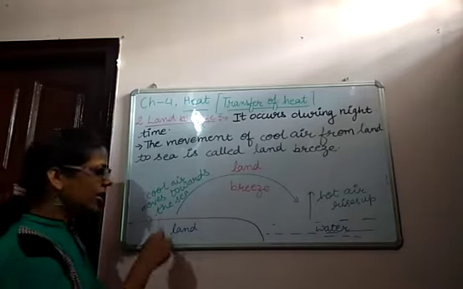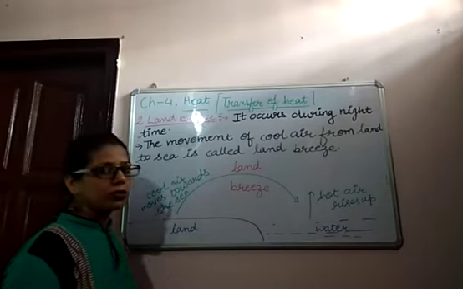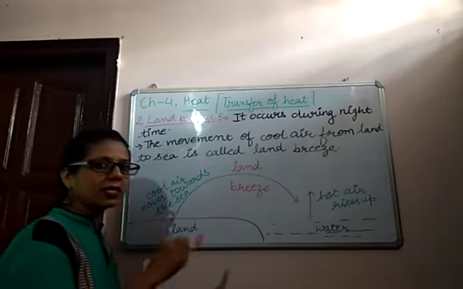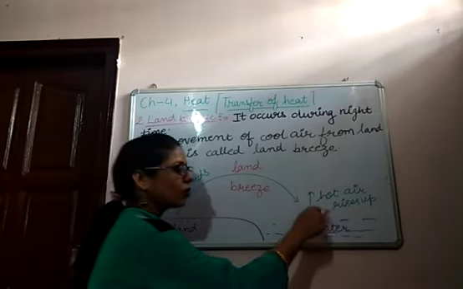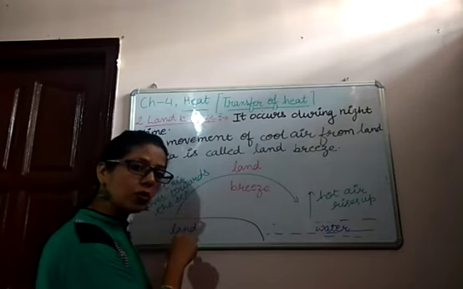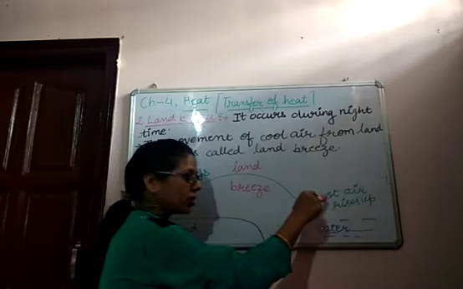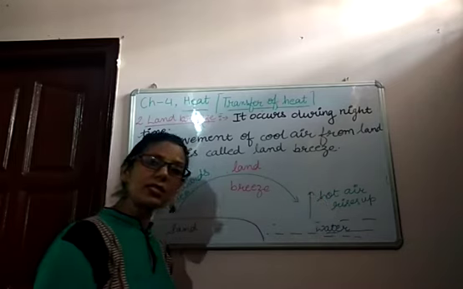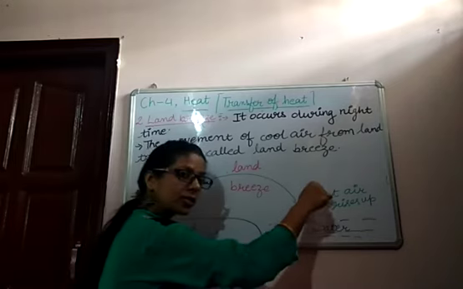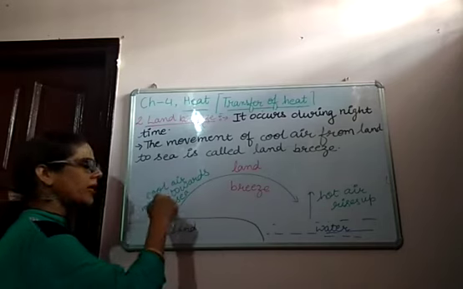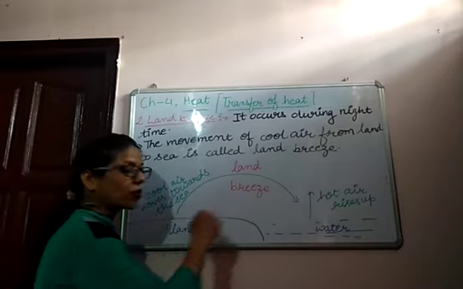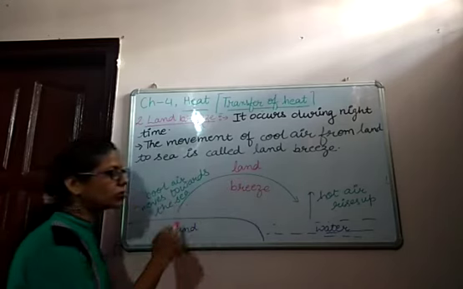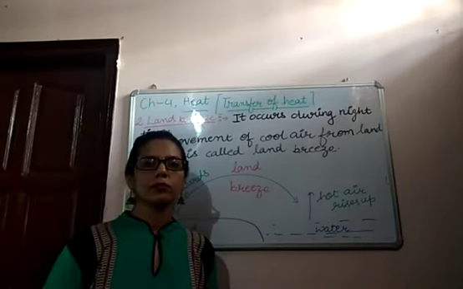It means the air above the land, during the night time, land becomes cool faster as compared to water. It means water is hot as compared to land. So the air above the water also becomes hot, and hot air always rises up. That's why this space is left so that the cool air moves towards the sea from the land. This movement of cool air from land to sea is known as land breeze.